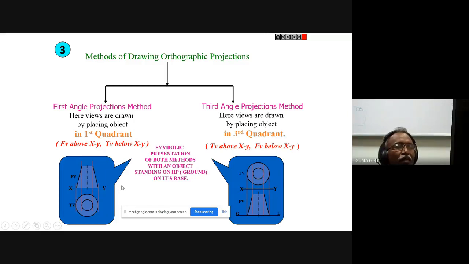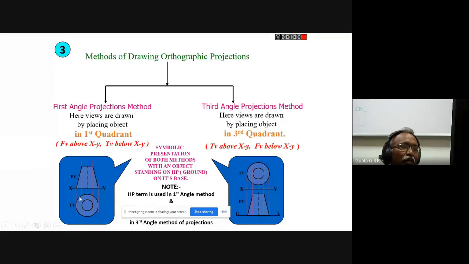If a frustum of a cone is kept on HP, right, the front view comes here and the top view, if I see from the top, I'm going to get like this. Okay, and if it is third angle projection, the front view comes here, right, and by seeing from the top, I get this circle and this circle here on the top view. So the thing a little bit different is here top view comes at the top, but here top view comes at the bottom. Okay, that is one thing different in third angle and first angle. We will discuss in detail again.